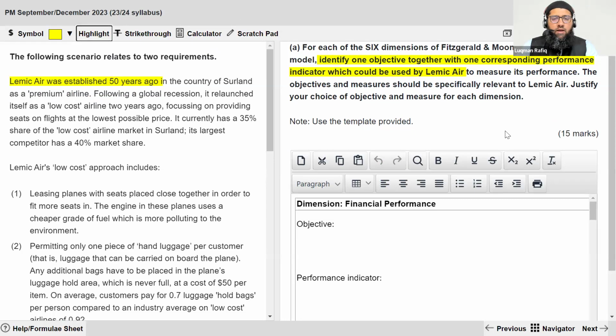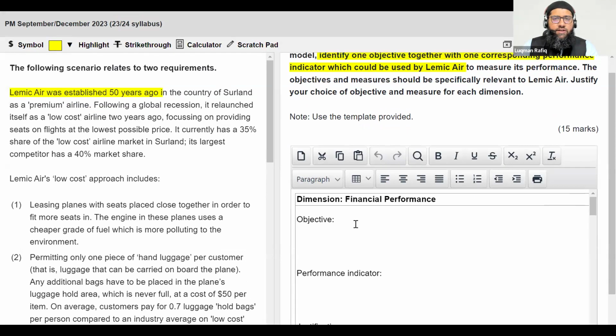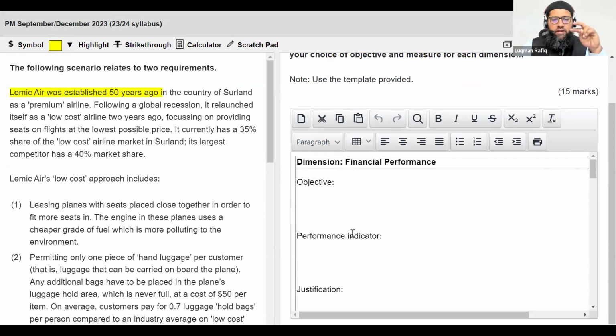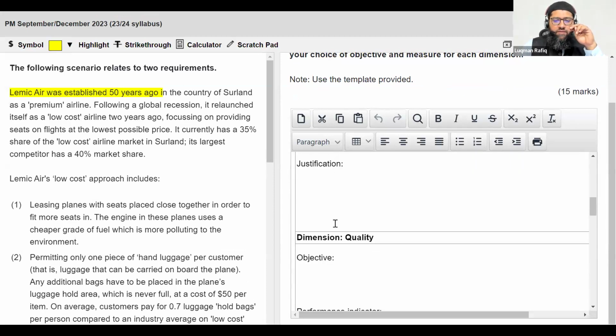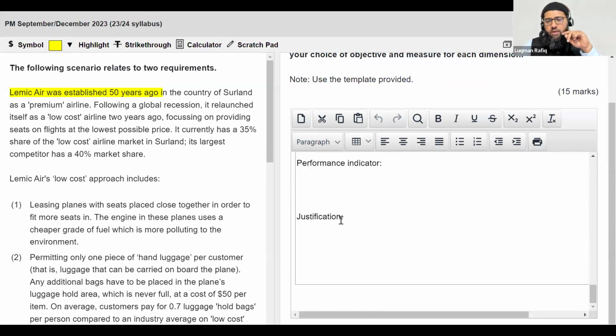It's a 15-mark requirement. It says use the template provided. So there's a dimension, an objective, a performance indicator, and a justification. Now let me just guide you on what exactly this is all going to be. Let's try to understand a few things.